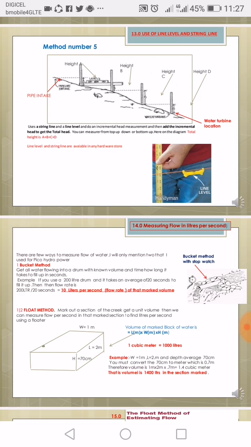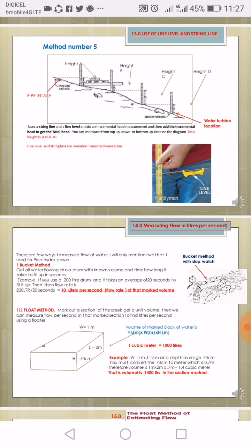Then you come down to low point B and put the stick on it. Or you can use a spirit level here, as a second option, if the distance is short. Now you level it and take height B. For incremental head, you come down and use the string line. You move down again and do the same thing: put the line level, level it, and take height C. Then you take height D.